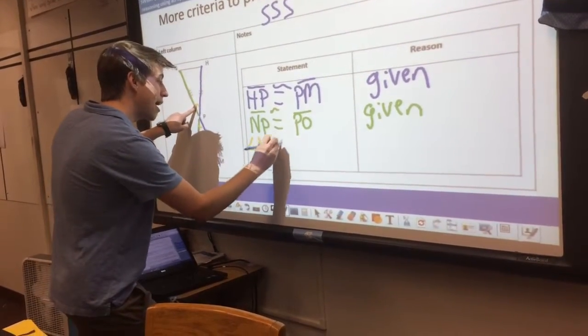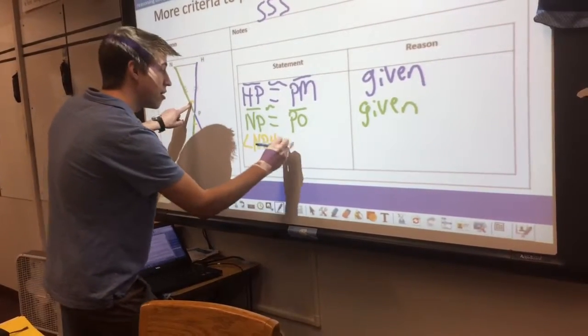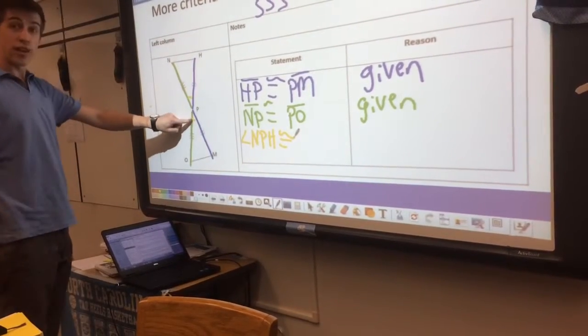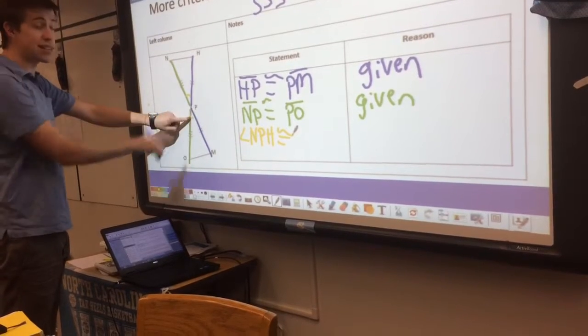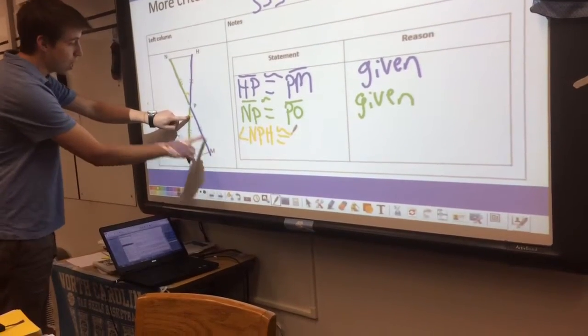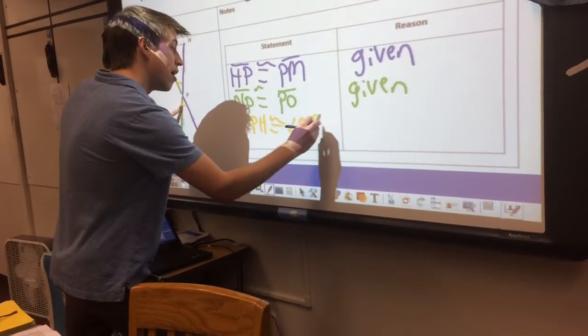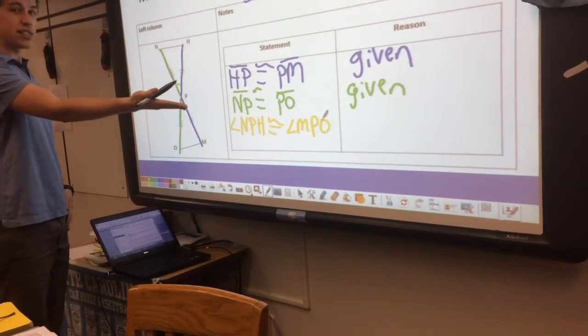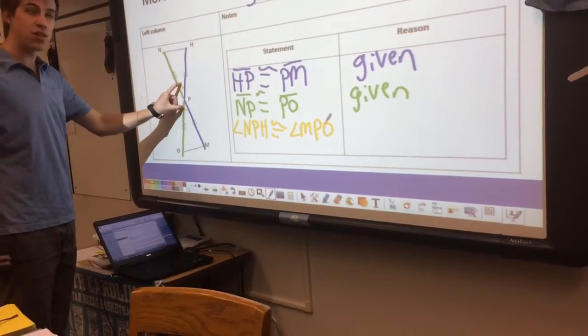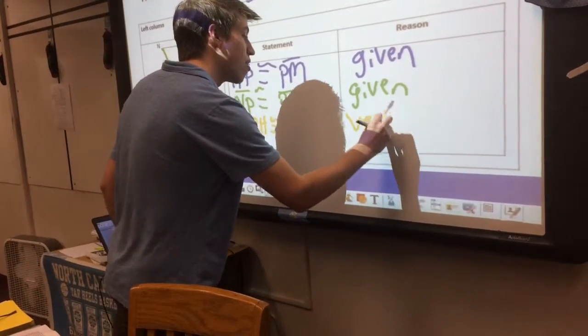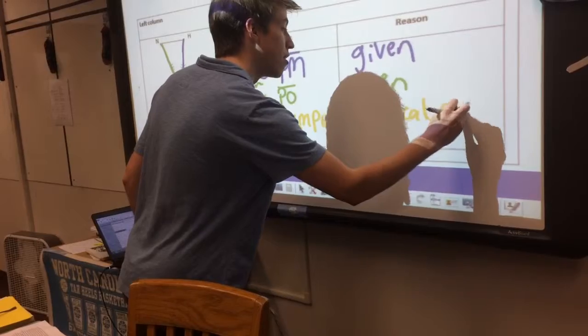Angle NPH, make sure you use your little angle sign, is congruent. I need the 3 letters for this one. Once again, that P is going to be the middle letter. So I'll go MPO. And what was my reason? It wasn't given. We used previous learning because we know that those are vertical angles.